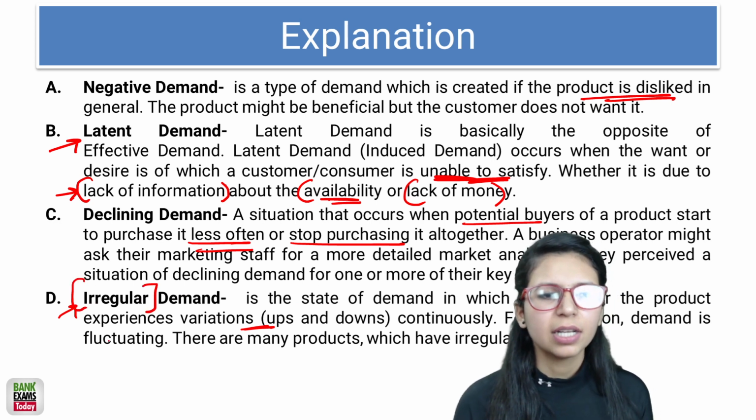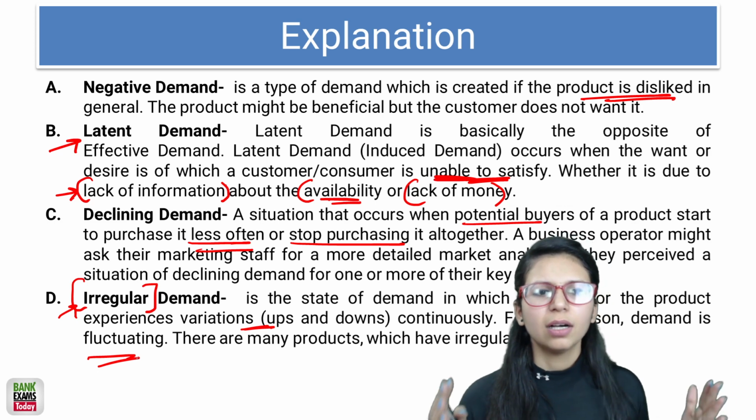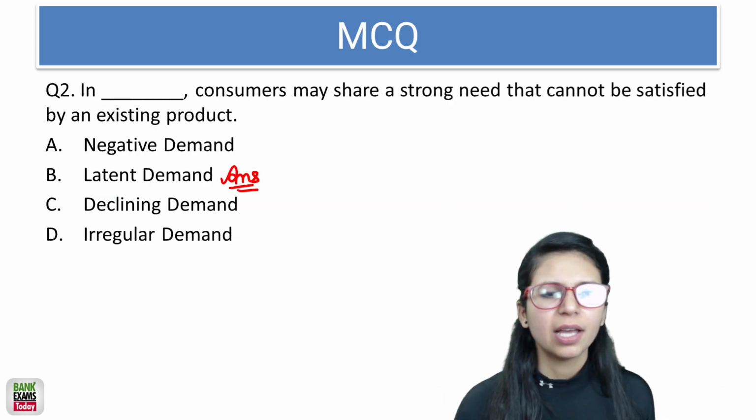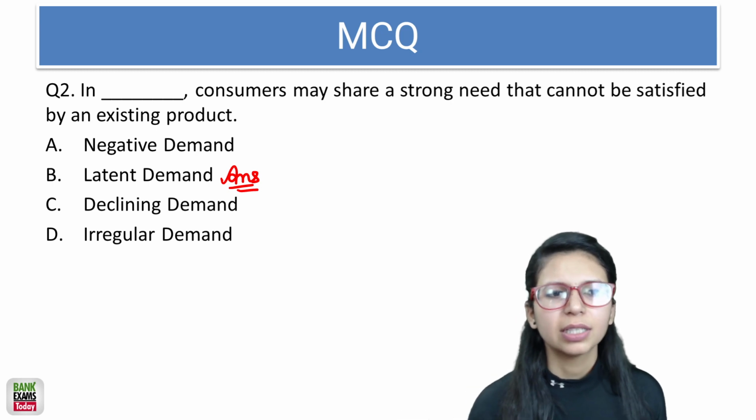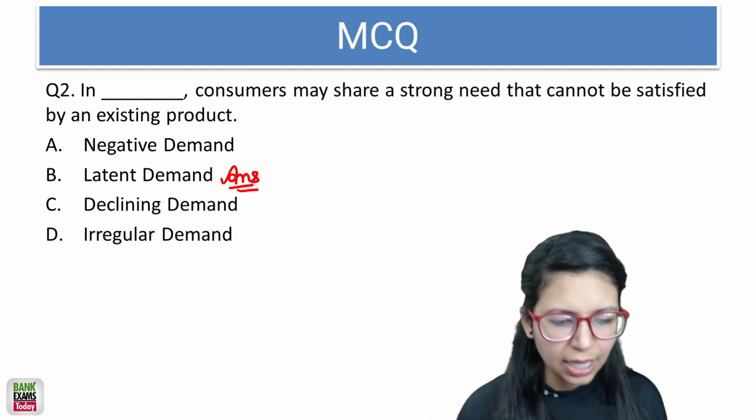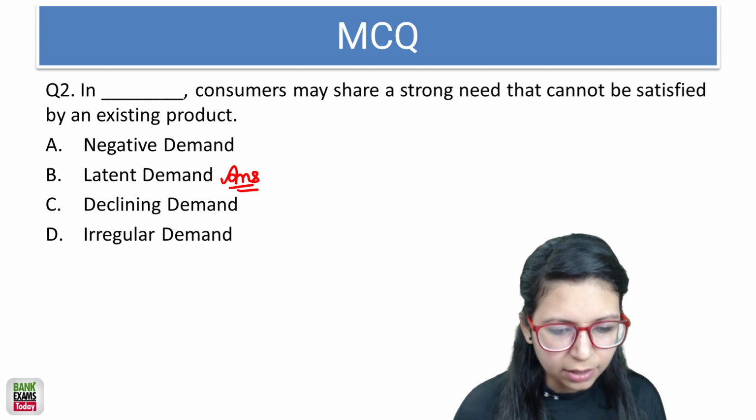So demand here is fluctuating. This is the appropriate answer you have to give. So the strong need which is not satisfied by the product is what? Latent demand is your answer. Yeah, latent demand.